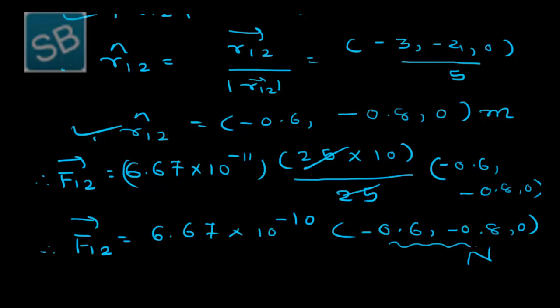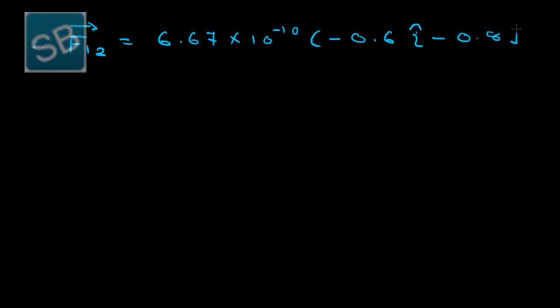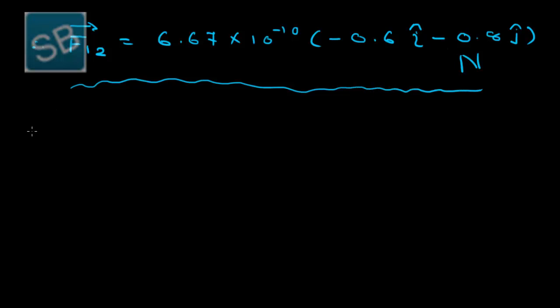And this unit vector you can also write in this form. Therefore, F12 vector is equal to 6.67 into 10 to power minus 10 into minus 0.6, which is the component in the x direction. So I am putting here i cap, minus 0.8, and this is the component in the y direction, so it is j cap, and the unit I am putting as it is. So this is the value of force exerted on particle 1 by particle 2.